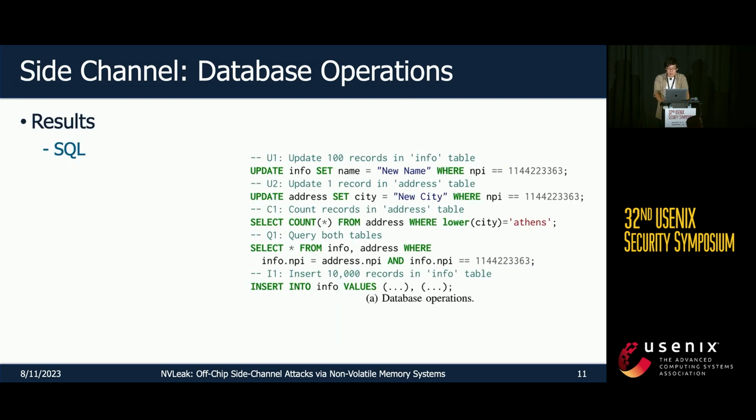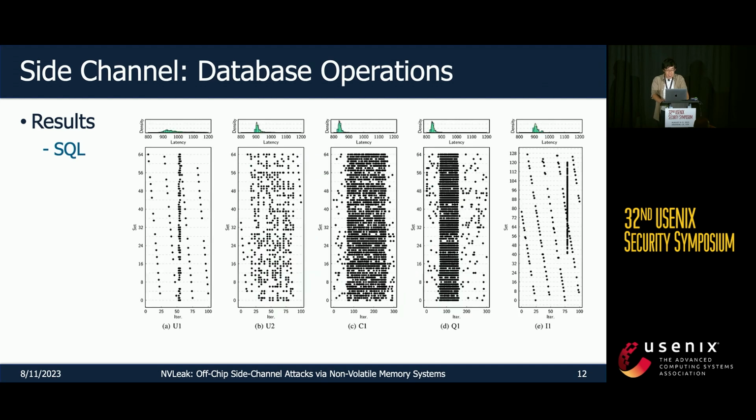Here's part of the SQL code we studied in this project, which includes updates, counts, queries, and insertions. More SQL code is shown in our paper. We set up the SQLite database using the NPPES dataset and execute this SQL code in the victim database. When executing the victim SQL code, the attacker performs the side channel attack and gets the victim memory access trace. Here, each plot shows the access trace of a single SQL execution.